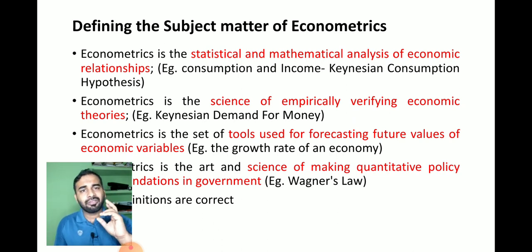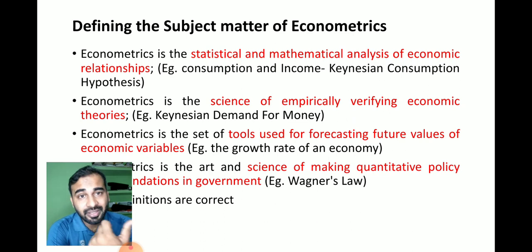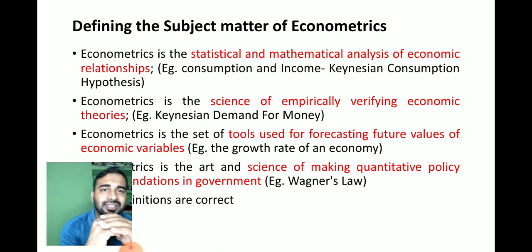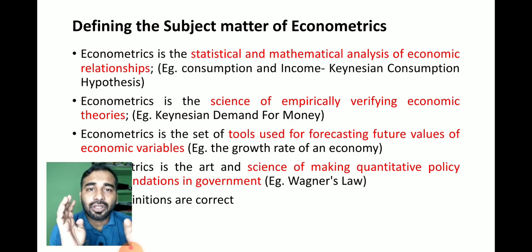Suppose we want to verify whether the Keynesian idea of demand for money is working or not, or whether it is true or not. We can take data on money demand or money supply, because money demand is always equal to money supply. For money supply we can take M3, then take GDP as a proxy for income, and then take any market interest rate. Then we can apply certain tools and verify whether the Keynesian idea about the demand for money is right or wrong.